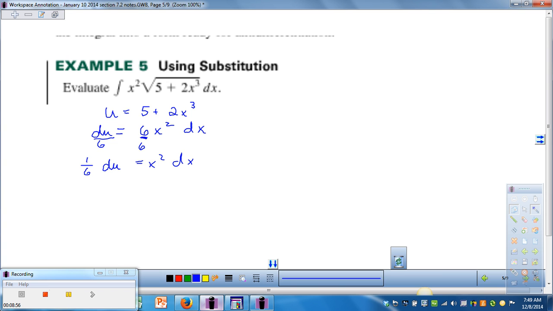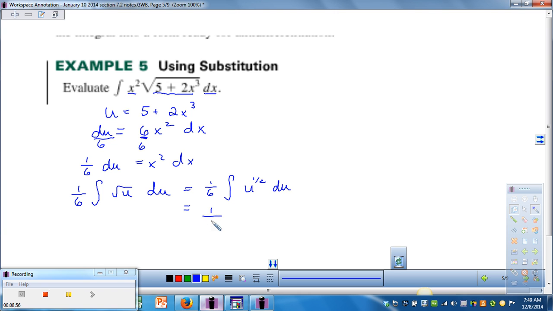So now will I account for everything in the original? I will. So a 1/6 comes out in front. Integral of what? Square root u times du. 1/6 du replaces x squared dx. And the square root of u replaces the square root of 5 plus 2x cubed. Yes? All right, how do we integrate this? 1/6, the integral of, how do we rewrite that so it's easier? U to the 1/2 du.